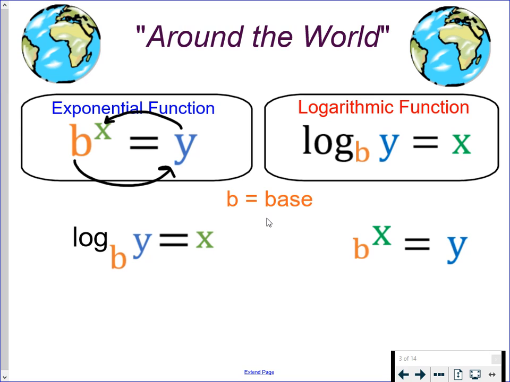Okay? Same thing if I went backwards. Start with my base. B to the x equals y. Okay? So it tells you what you're writing next. That's why I call it around the world, because you're going around the world. So if you're going from exponential to logarithmic, you put a logarithm. If you're going from logarithmic to exponential, the log disappears.